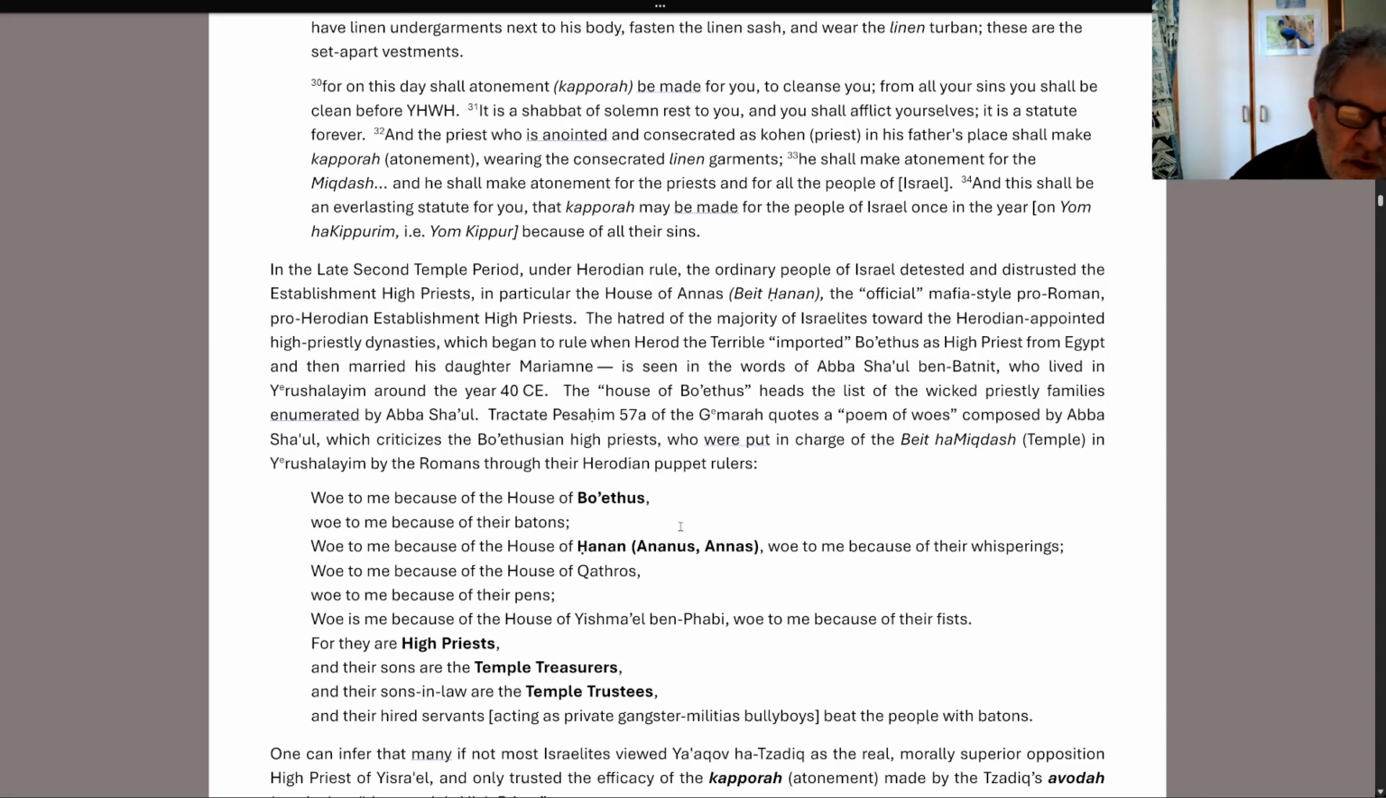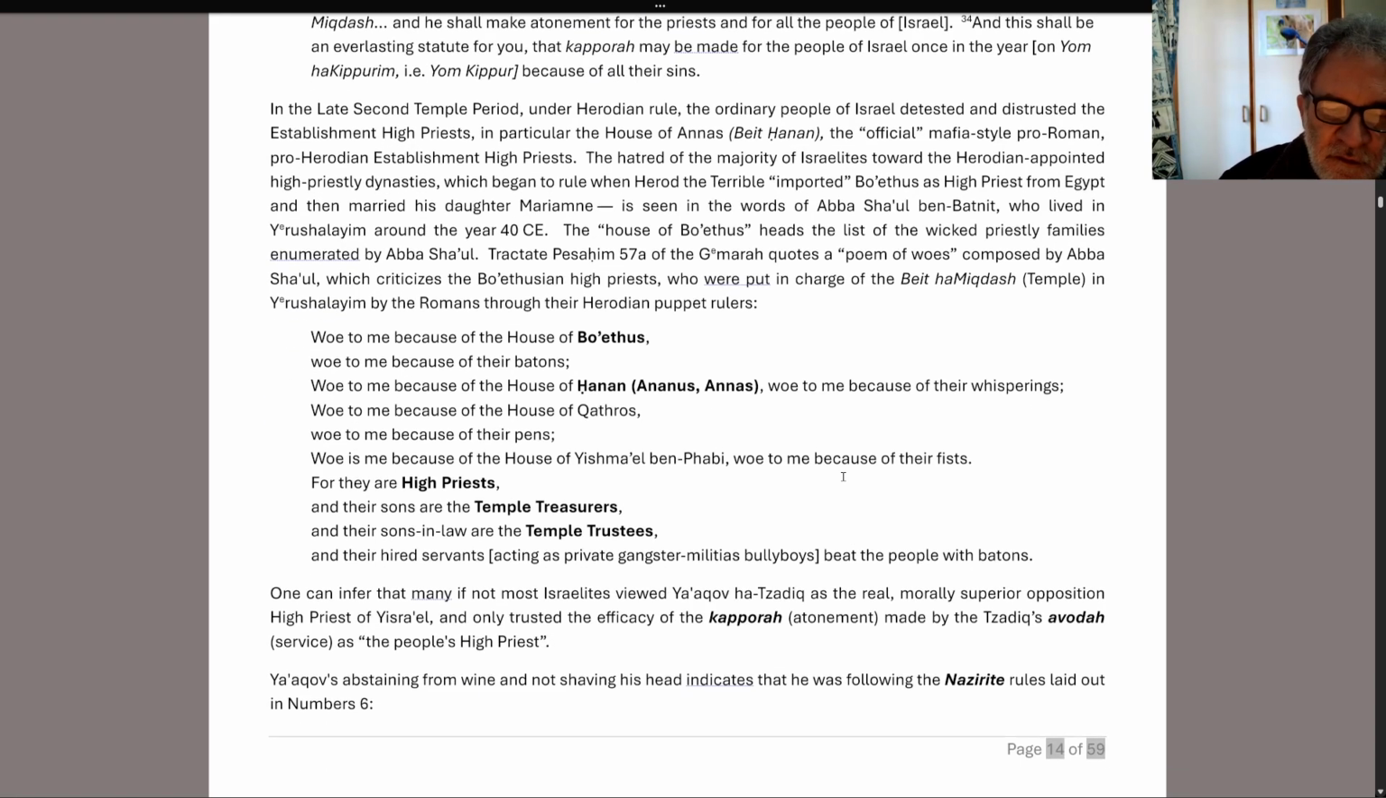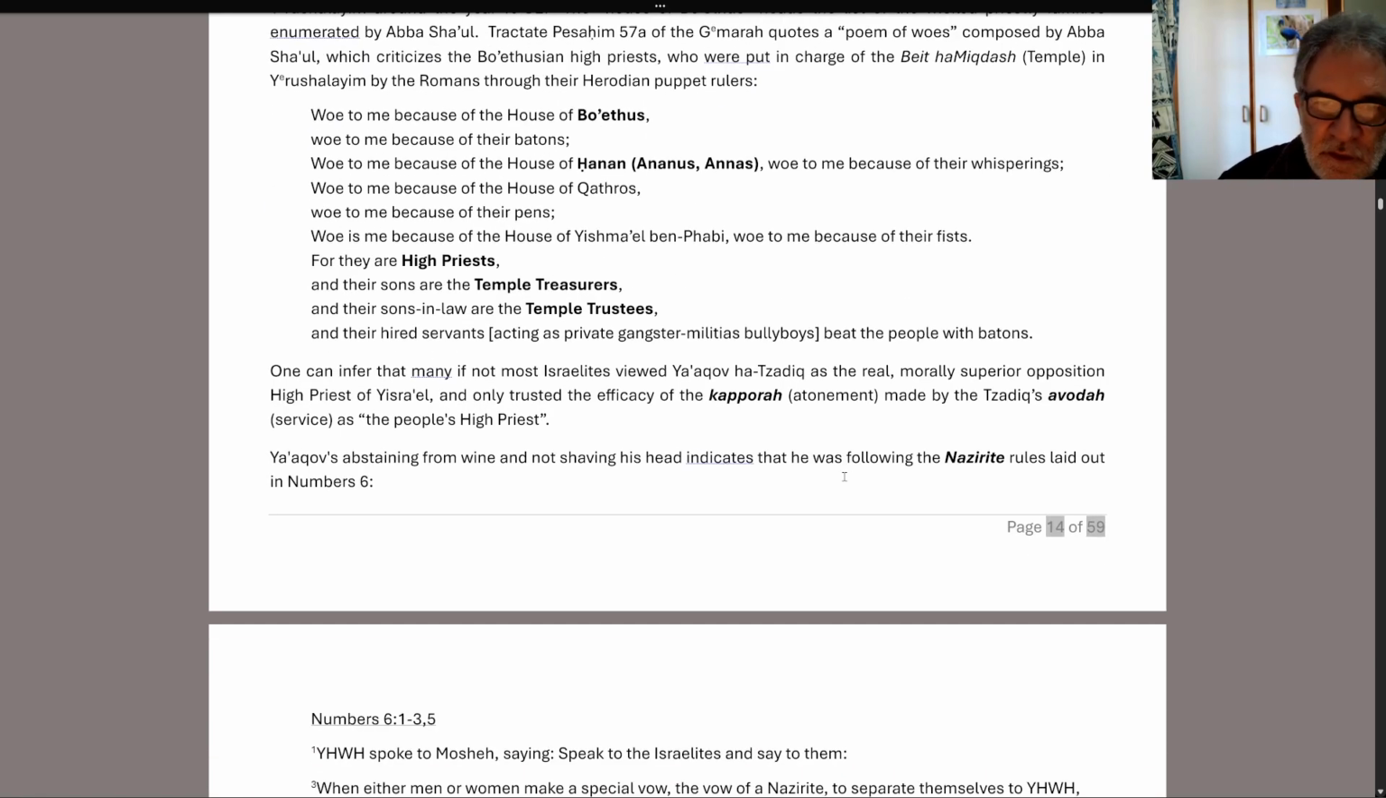their sons-in-law are the temple trustees, and their hired servants, acting as private gangster militia bully boys, beat the people with batons. One can infer that many, if not most, of the Israelites viewed Yaakov Tzaddik as the real morally superior opposition high priest of Israel, and only trusted the efficacy of a kaporah, the atonement made by this person, and not that of an official high priest, which was seen as hopelessly compromised and impure.